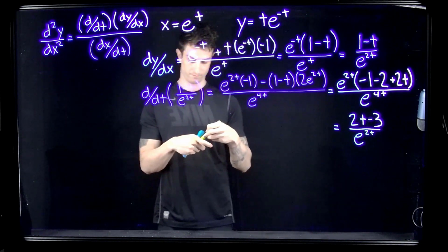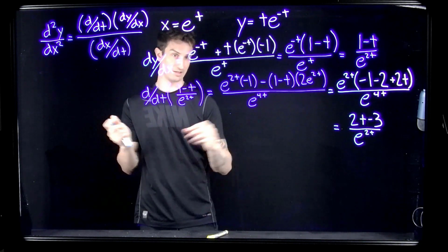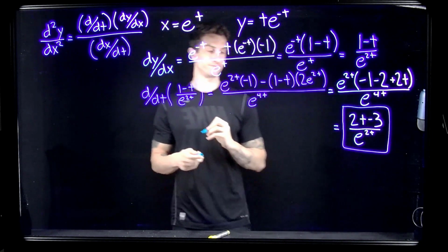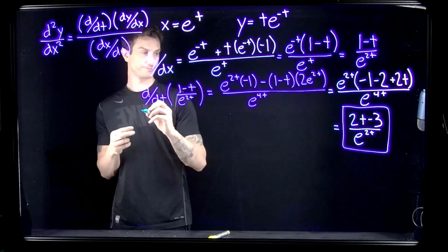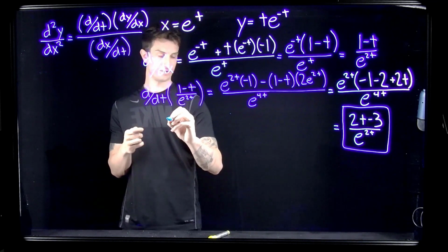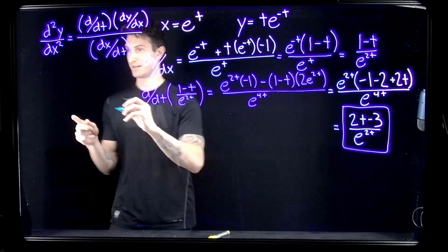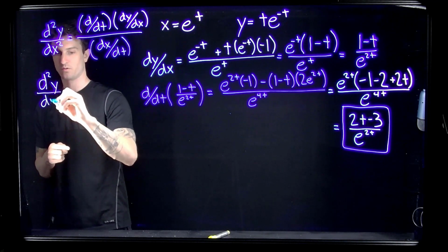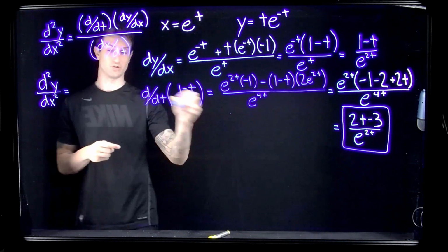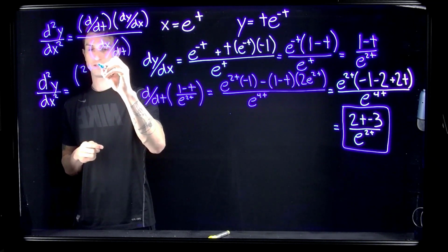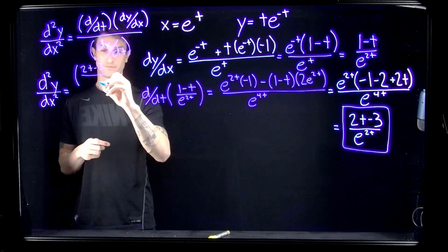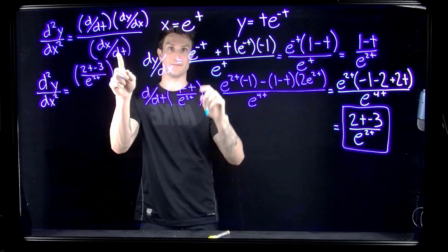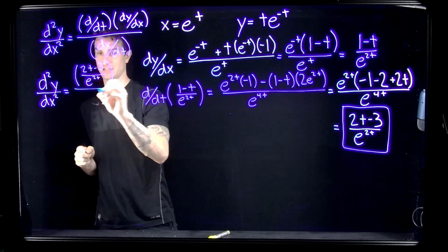Awesome. I'll put a box around that, and we're going to end up shifting that over here. All right, so this is our numerator. So we'll write it here. Right, so our numerator here, let's just write out the full thing. So we have d squared y dx squared. We have our numerator, which is that, 2t minus 3, all over e to the 2t, divided by dx dt, right, which is just another e to the t.